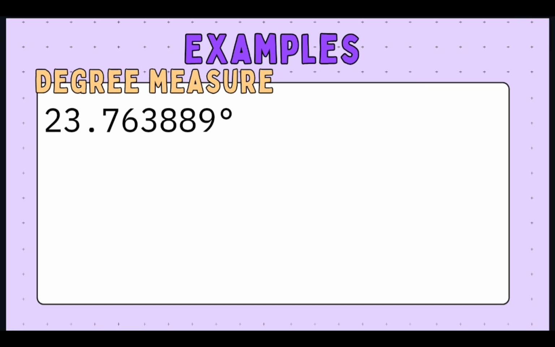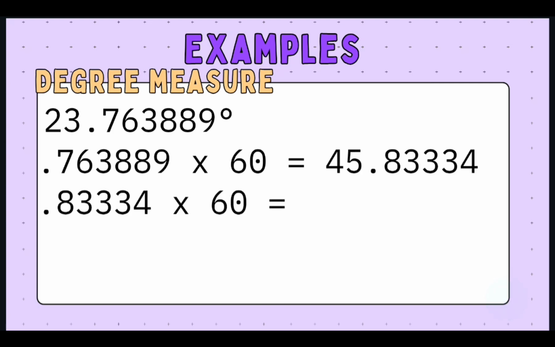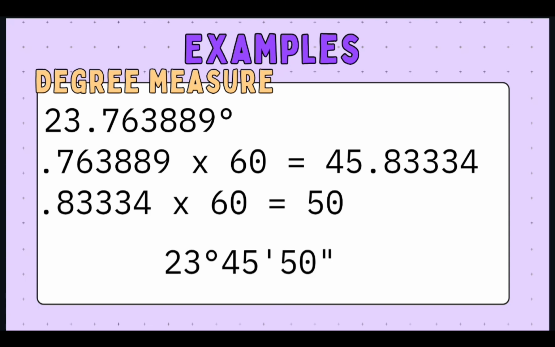For our first example, we need to make this degree measure into degrees, minutes, seconds. What we're going to do here is multiply the decimal by 60, and then multiply the new decimal by 60 again and we get 50. Every whole number is part of our answer, and the decimal you just multiply by 60 to get more. So for our answer, we have 23 degrees because that's its whole number, 45 minutes because that's our whole number, and 50 seconds as the final answer.